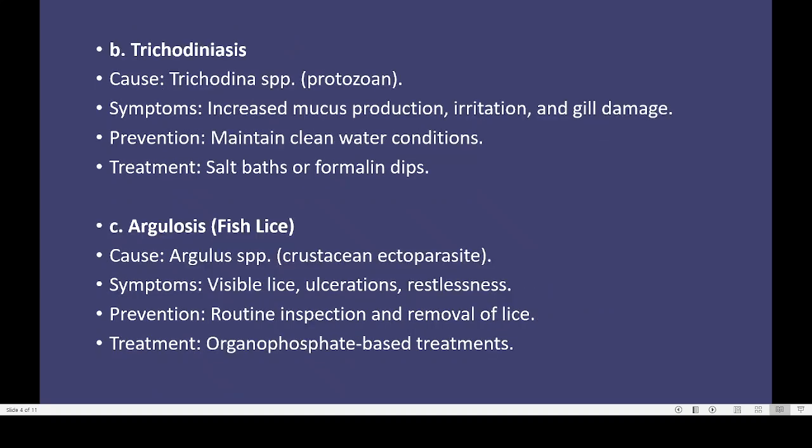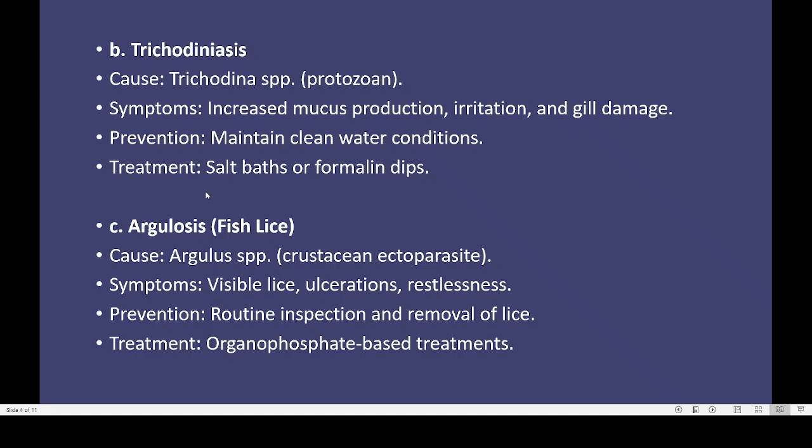Now in the case of trichodiniasis, it is also caused by a protozoan, and the main features are increased mucus production, and irritation and damage of the skin. Now what we can do is maintain clean water. When the quality of the water is poor, this type of parasitic disease will come. All these are usually caused by some kind of protozoan. For treatment, we can either use a salt solution or dipping in formalin. So this is a very crude, rough method of treatment.